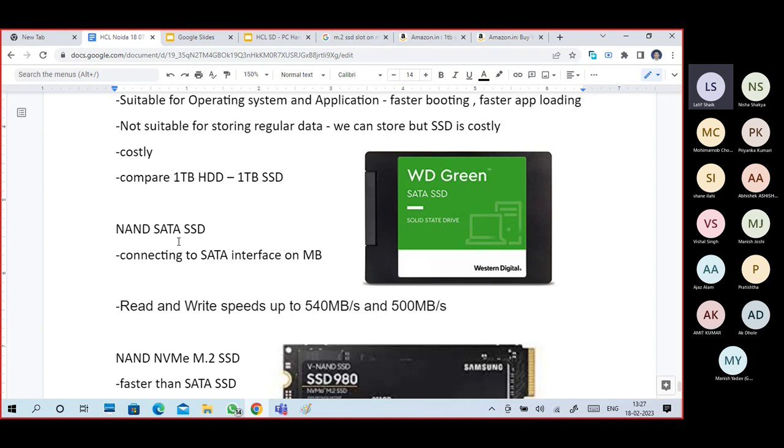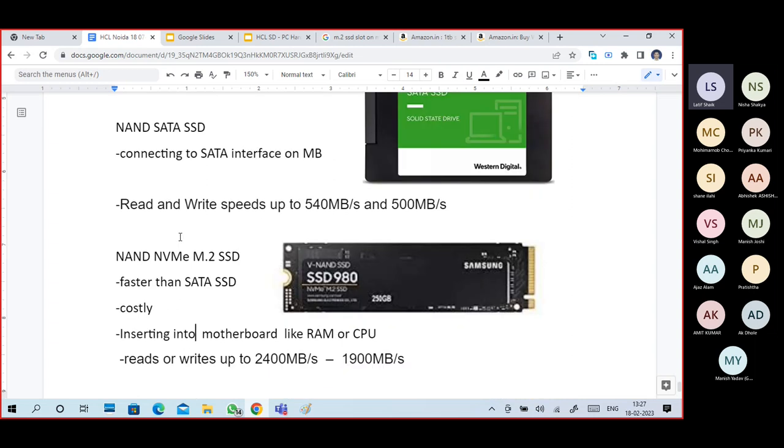Next, in SSDs we mainly have SATA interface SSDs and M.2 type interface SSDs. A SATA interface SSD is just like a SATA hard disk; you connect it to your motherboard using a SATA cable. Whereas an M.2 type SSD connects directly to the motherboard, just like inserting a RAM or CPU, with no cables. M.2 SSD is faster than SATA SSD. SATA SSD is faster than SATA hard disk. SATA hard disk is faster than PATA hard disk. Okay, so those are the points.